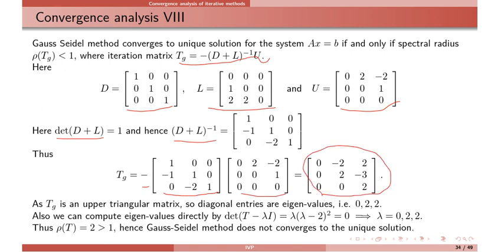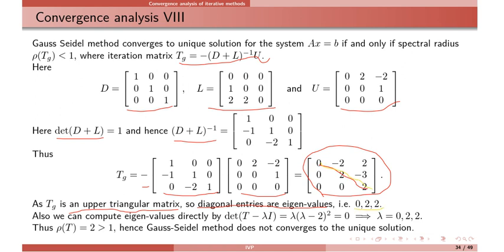Now you need to compute eigenvalues by solving the characteristic polynomial Tg minus lambda I. But one good thing here is that the final matrix is upper triangular. So non-zero entries are on the diagonal or above, and below you have zeros. If a matrix is upper triangular or lower triangular, then the diagonal entries are just the eigenvalues. So what are the eigenvalues of this matrix? Diagonal entries 0, 2, 2. So the eigenvalues are 0, 2, 2.